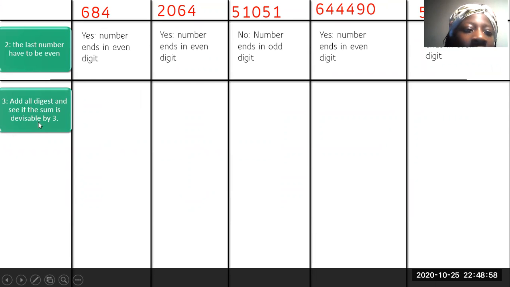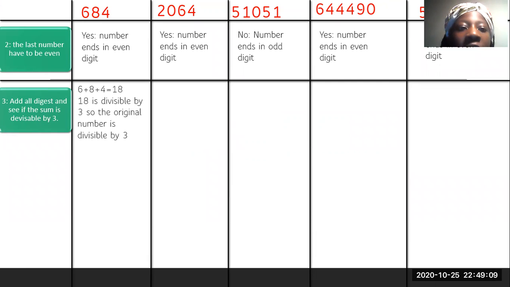Now for 3, you add all the digits, and if the sum is divisible by 3, then the whole number is divisible by 3. So we have 684, which adds up to 18. And 18 is divisible by 3, so the whole number is divisible by 3. So the answer is yes.